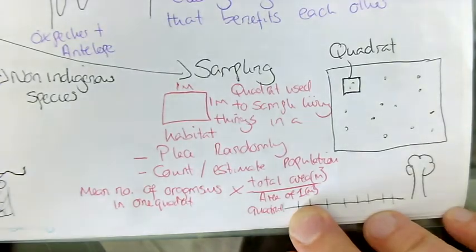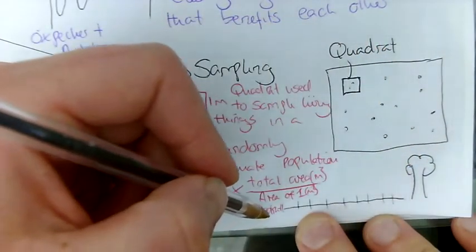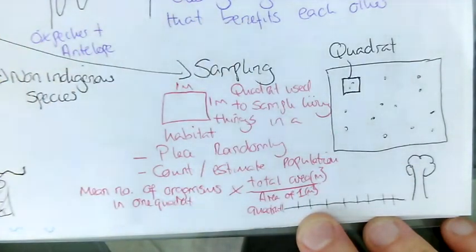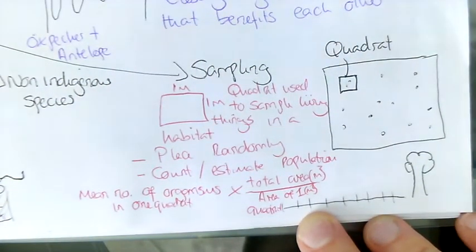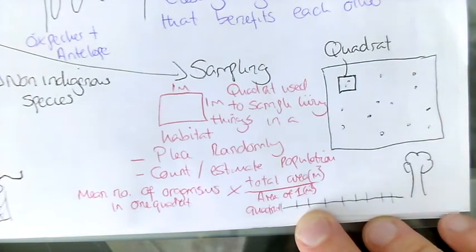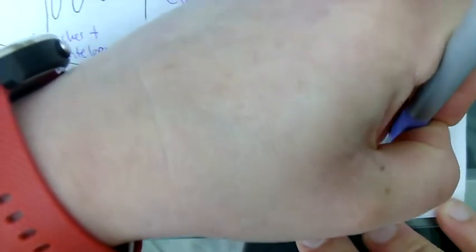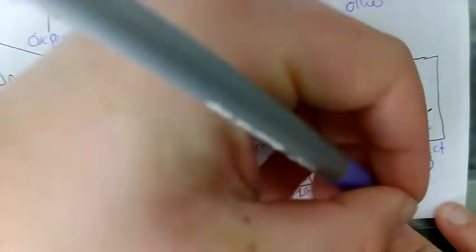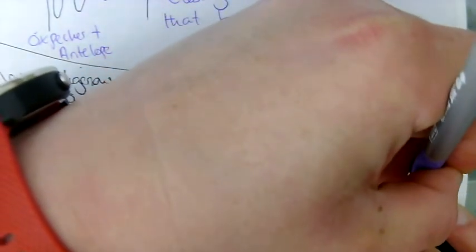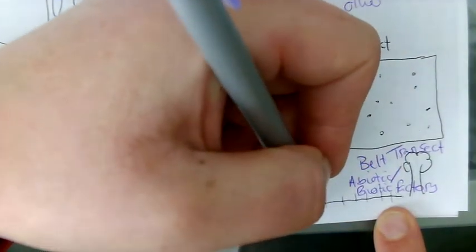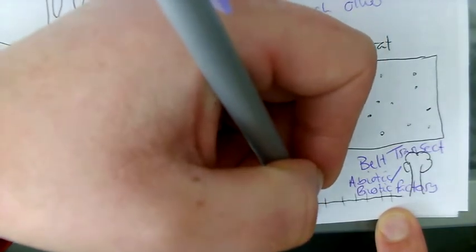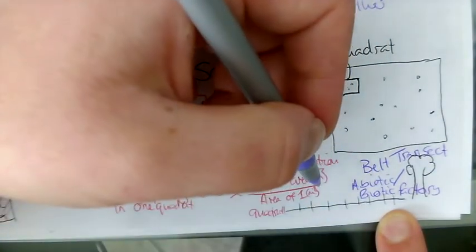Another part of sampling is this belt transect. So this is how you can do the abiotic and biotic factors and analyse their effects at equal distances away from the tree. So this is a belt transect, and this is testing abiotic/biotic factors. So you do that every metre away from the tree and look at the different organisms and what habitats different populations may prefer.